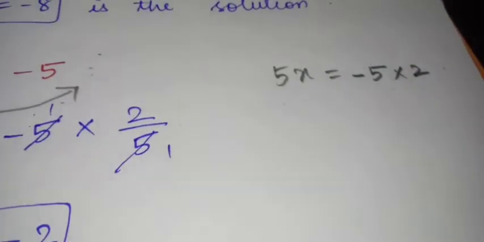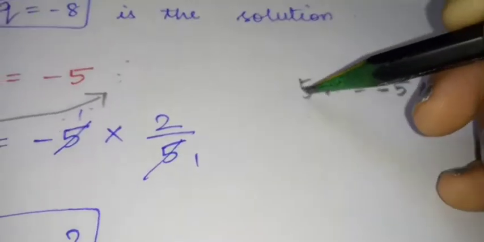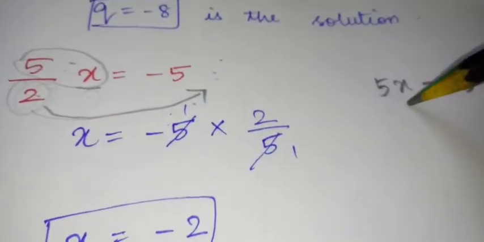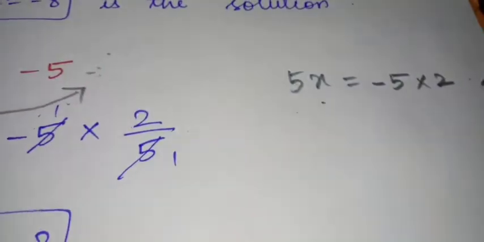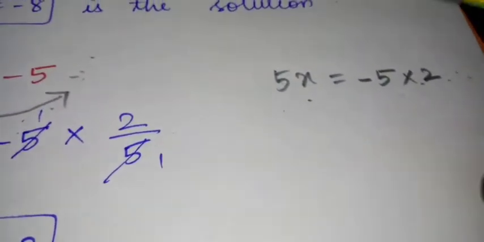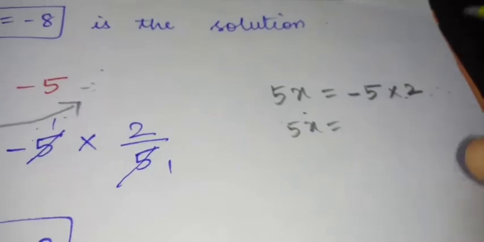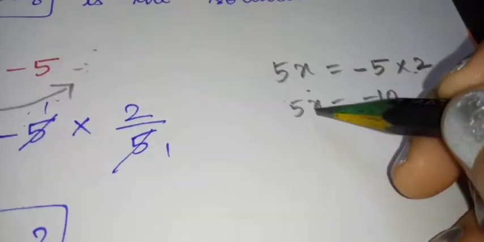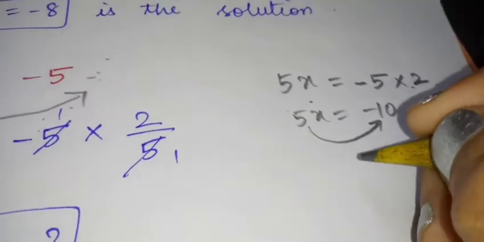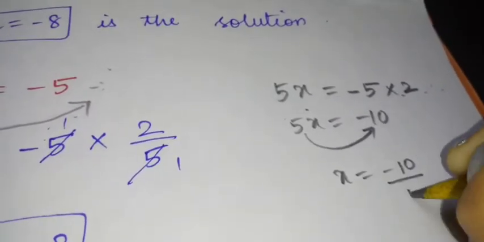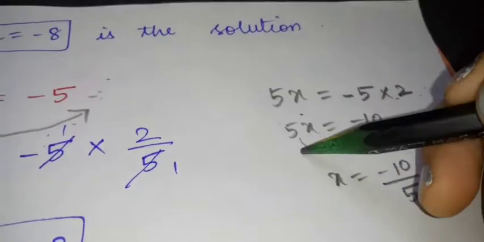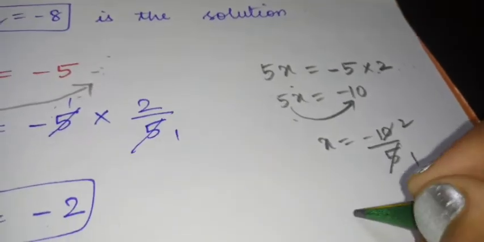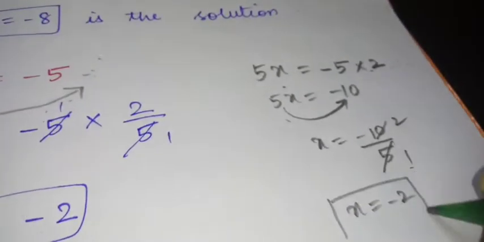Two methods I am going to teach. Because this is multiplication, I am keeping this 5 into x, 5x, as such. This 2 alone I am shifting towards the next side, so it becomes multiplied by 2. 5x is equal to minus 5 into 2, minus 10. Next I want to bring this 5 towards the next side, so x is equal to minus 10 divided by 5. Because it is multiplied, if it goes that side, it becomes division. 5 ones are 5, 5 twos are 10. So x is equal to minus 2 is the solution.